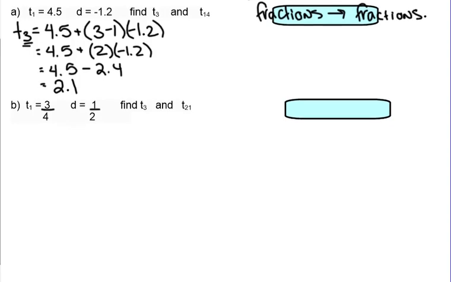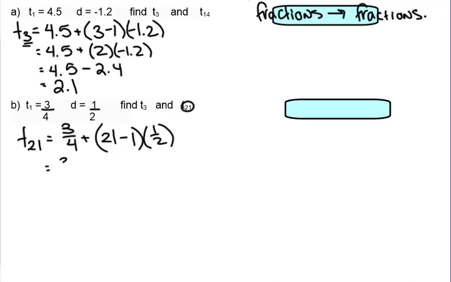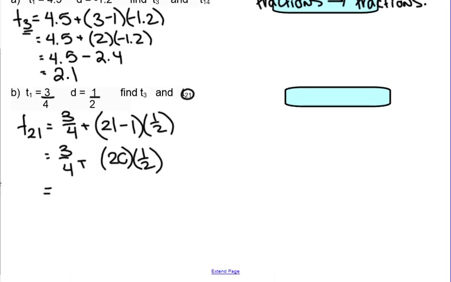For B, let's find term 21. I'll do that one this time. We're given information in fractions, so our answer is going to stay in fractions. So T21 is equal to our first term plus the term we're looking for, 21 minus 1, times our common difference, which is 1/2. So 3/4 plus 20 times 1/2. That actually works out to be a nice number, so 3/4 plus 10.